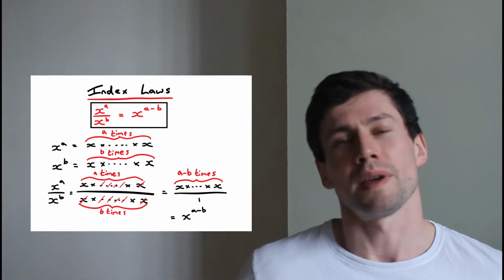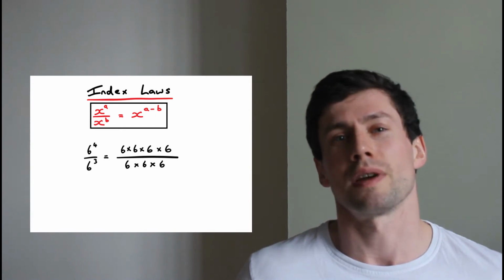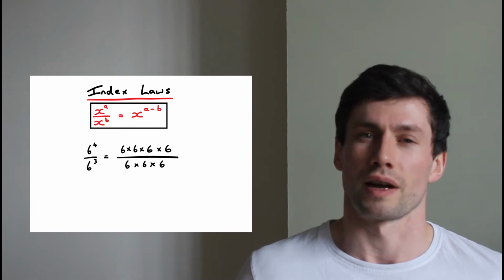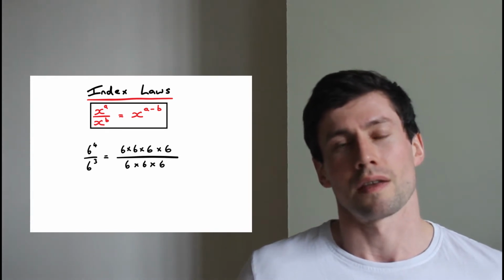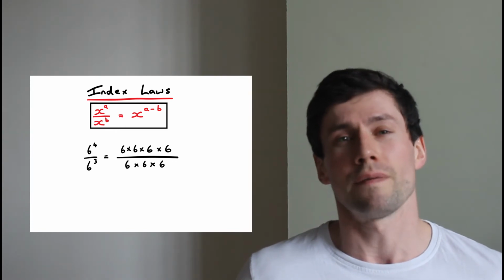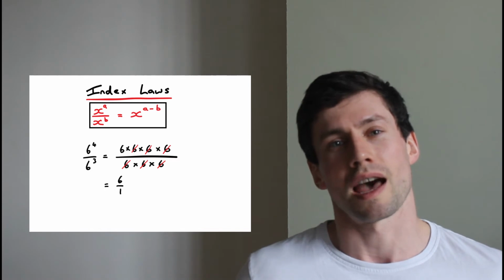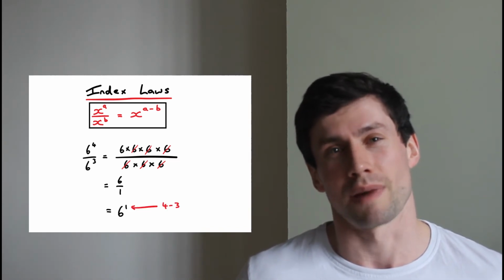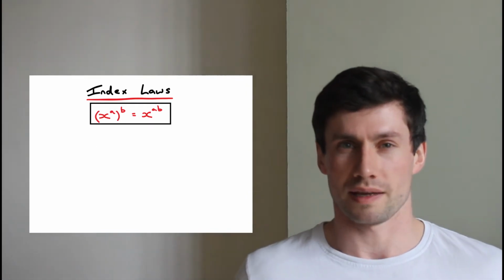An example would be 6 to the power of 4 divided by 6 to the power of 3. This is 6 times itself 4 times on the top of the fraction, and 6 times itself 3 times on the bottom of the fraction. The 3 6's on the bottom and 3 of the 6's on the top cancel, leaving us with just 1 6 on the top and a 1 on the bottom line, which is 6, or 6 to the power of 1. The next law is x to the power of a to the power of b.